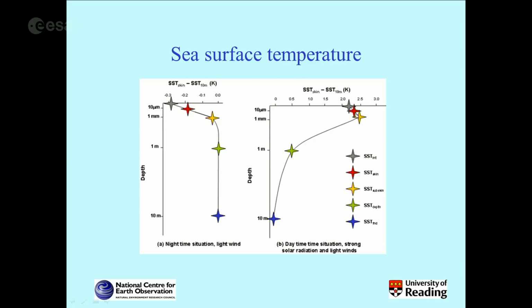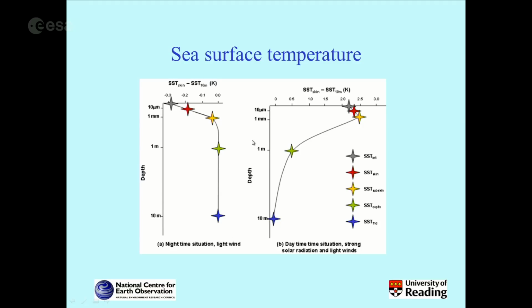If we look here at the daytime, we get something the opposite, where we actually have a difference of about 2 Kelvin, and we have this kind of structure. Now, why is this important? Because a typical ocean model has a finite resolution, and maybe your top level in the ocean model is calculating the temperature at 1 meter. So your model is representing this green cross here.